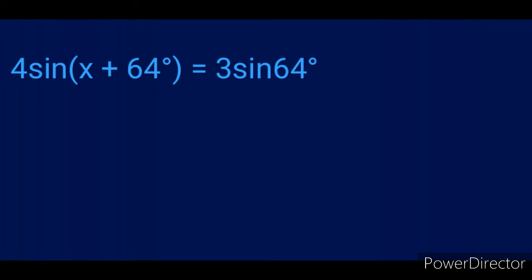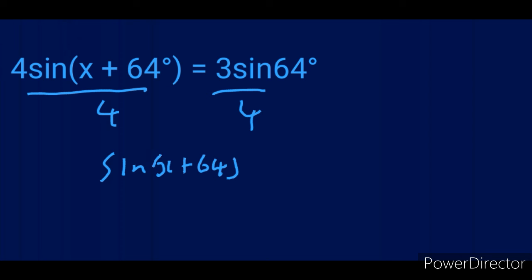Alright, here is the final example. So we're given 4 sine(x plus 64) is equal to 3 sine 64. And in this case, we see that there are numbers on one side and the variable on the other side. Of course, we have to deal with this 4. So when we divide both sides by 4, we're going to end up having sine(x plus 64) is equal to 3 over 4 sine 64.